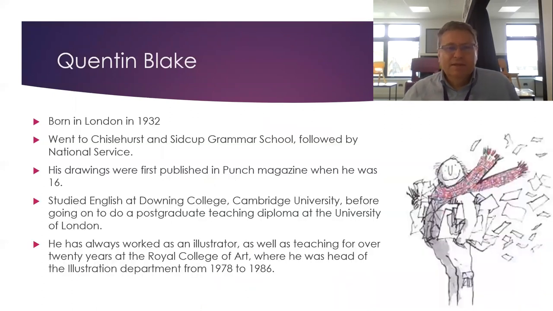So I hope you enjoyed that. Now here's a little bit of information about Quentin Blake that you might want to include in your information text. He was born in London in 1932 and went to Chislehurst and Sidcup Grammar School, followed by National Service. This was where, in those days, everyone had to join the armed services for 2 years of their life when they reached 18 or 19 years old, and serve their nation. So he did that. In fact, I believe he was in the RAF, which is a flying division. His drawings were first published in Punch magazine when he was only 16 years old. So that's not that much older than you are now.